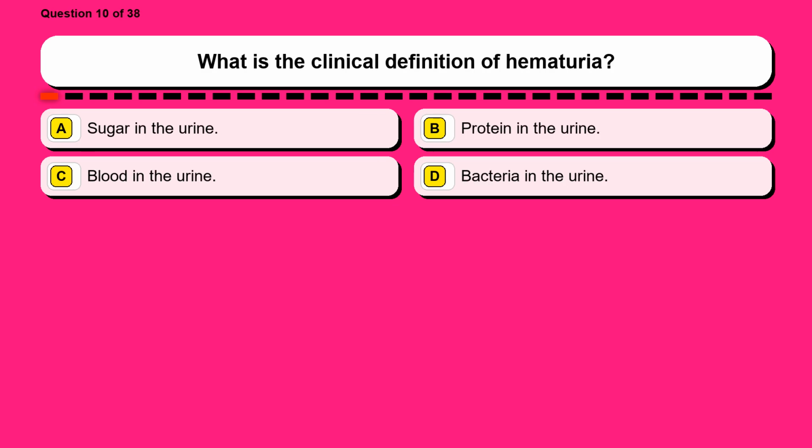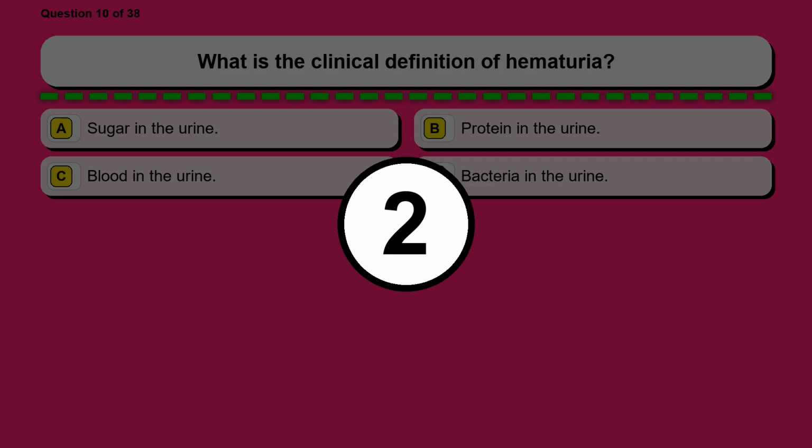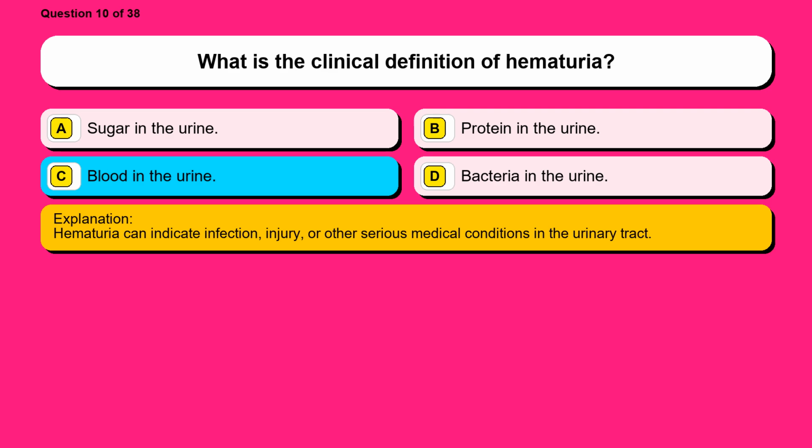Question 10. What is the clinical definition of hematuria? Option A. Sugar in the urine. Option B. Protein in the urine. Option C. Blood in the urine. Option D. Bacteria in the urine. The correct answer is option C. Blood in the urine. Hematuria can indicate infection, injury, or other serious medical conditions in the urinary tract.